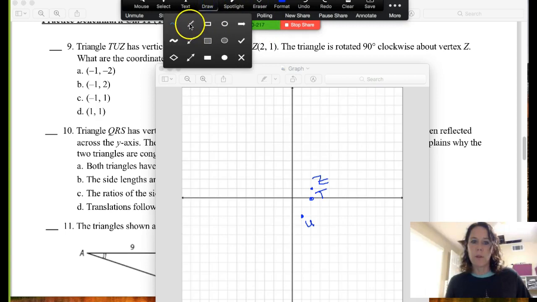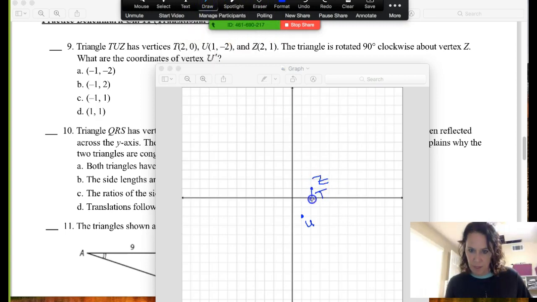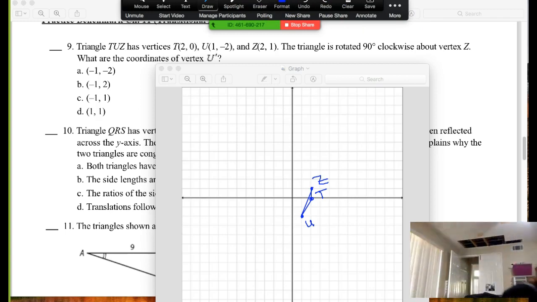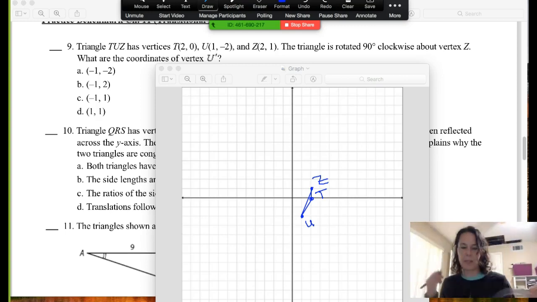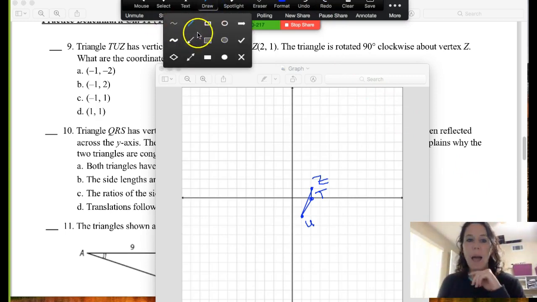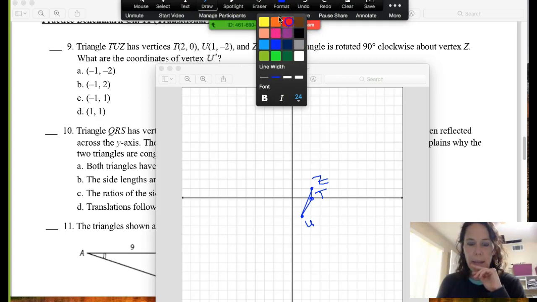This is a triangle, so I'm going to go ahead and connect the dots and make this a nice triangle here. So go ahead and draw out your picture nicely on some graph paper. Now, in order to rotate this 90 degrees clockwise about the vertex Z, I really want to have a protractor and a compass, but if you want to just guesstimate by drawing, 90 degrees is an L.